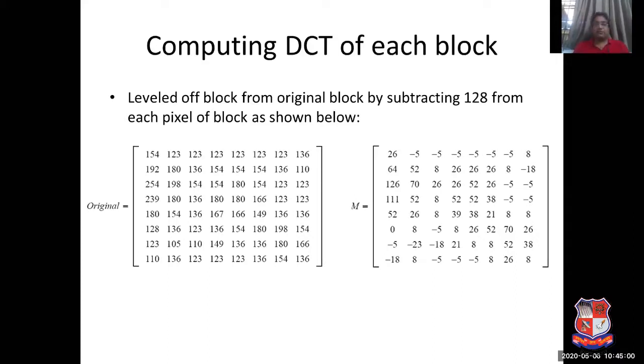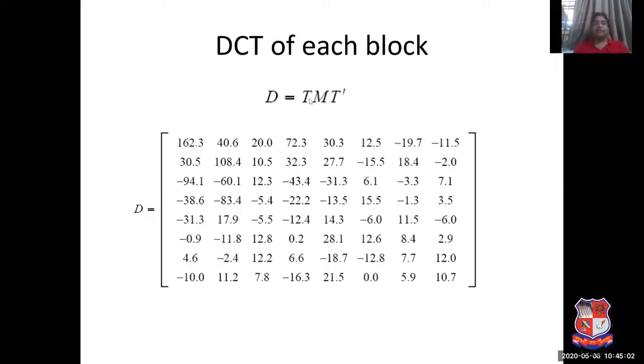So now after this, we will be simply calculating the DCT of this block using the equation TMT dash. So this is simple matrix multiplication and matrix transformation operations. You just apply simple algebra and you calculate the value of D. So this is the DCT of one block. Similarly, you find out the DCT of every block in the entire image.